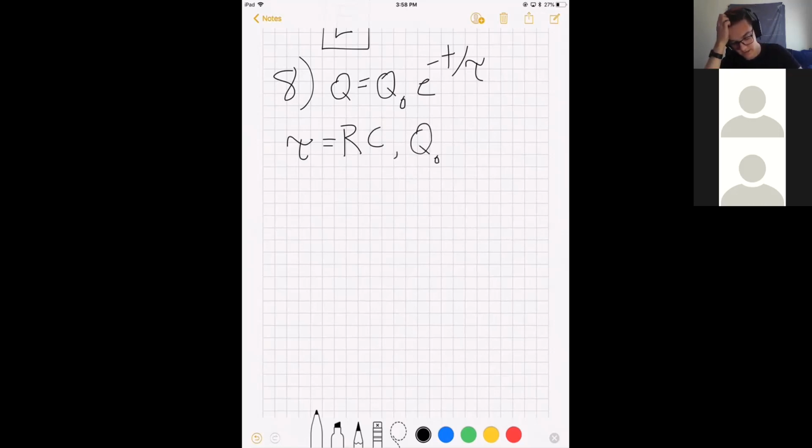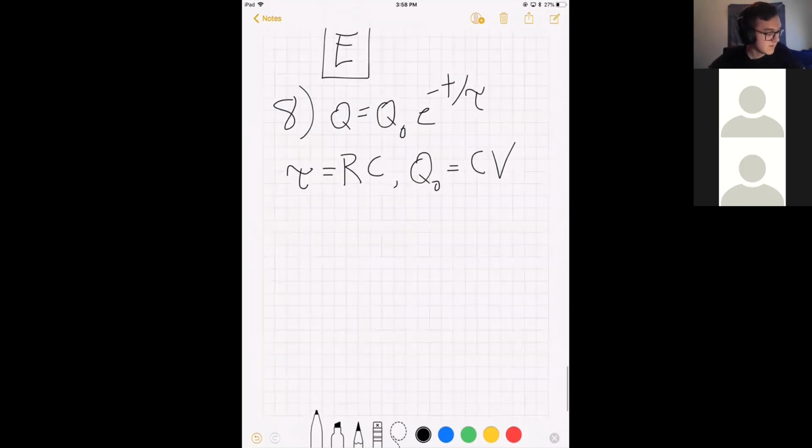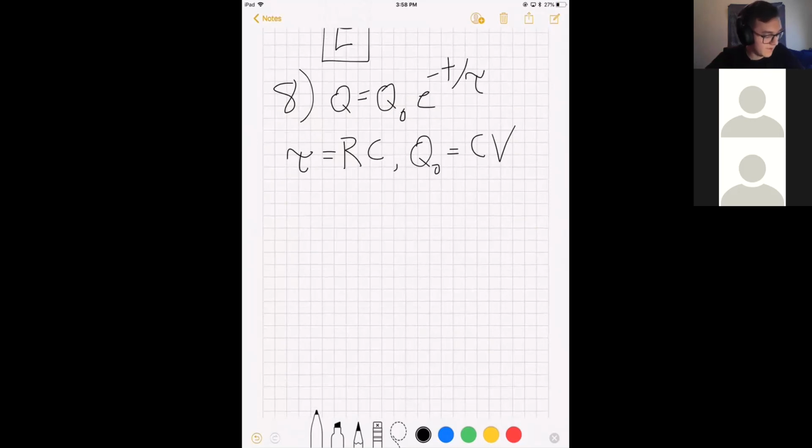Figuring out what Q naught is is pretty easy, because it's just C times V. That's true because we were told that it charges completely. It's at its full charge, so Q naught is equal to C times V. That's how we figure that out. The only thing left to do now is plug this into our equation that describes the energy stored on a capacitor. That's equal to Q squared divided by 2C.